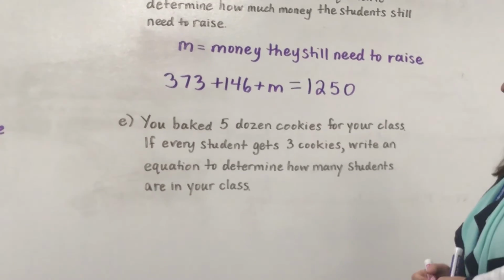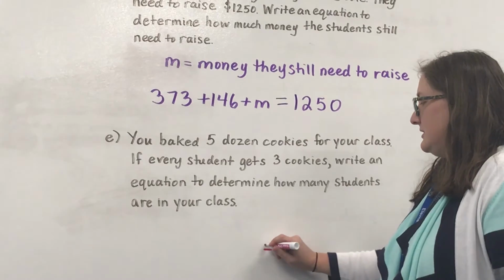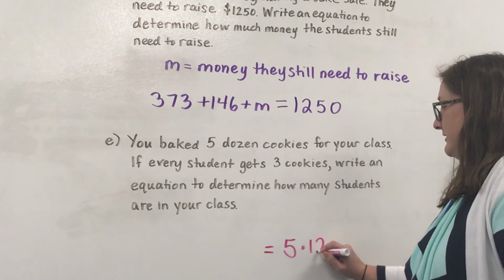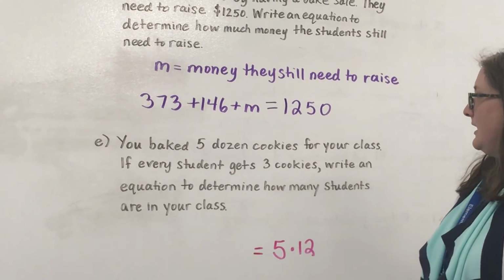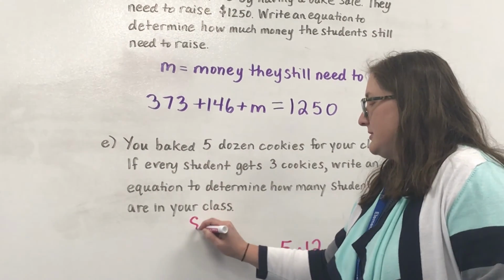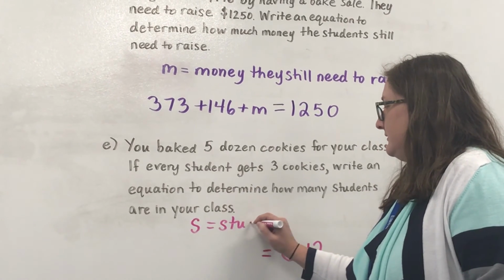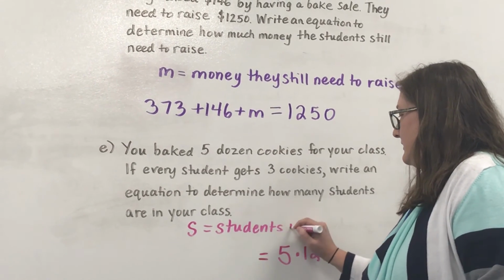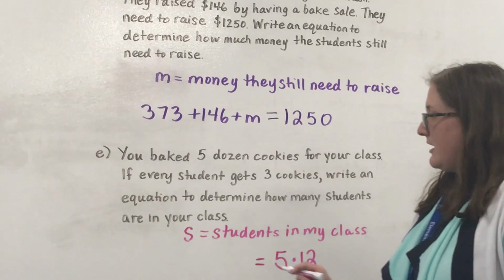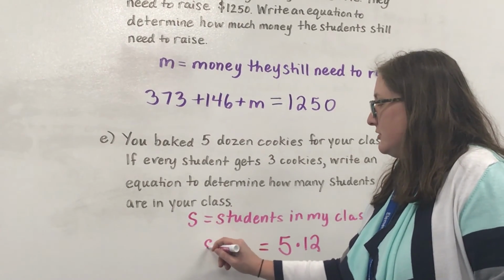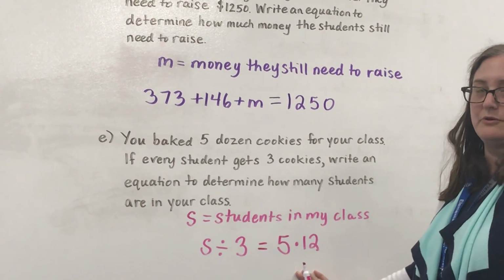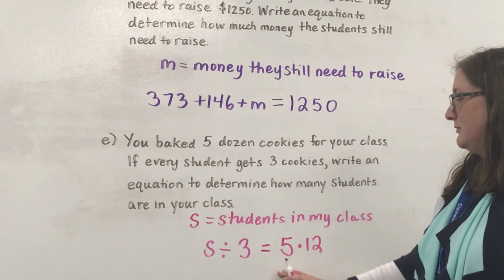You bake 5 dozen cookies for your class. Well, a dozen cookies is 12 cookies, so I made 5 dozen, so 5 times 12, that's going to be the total number of cookies I made. If every student gets 3 cookies, write an equation to determine how many students are in your class. So I'm going to use S because I want to know the students in my class, how many there are. So if I know all the students, they're each going to get 3 cookies. So I'm going to divide up all the cookies so they each get 3. And that should equal up to my total. So S divided by 3 is going to equal 5 times 12.